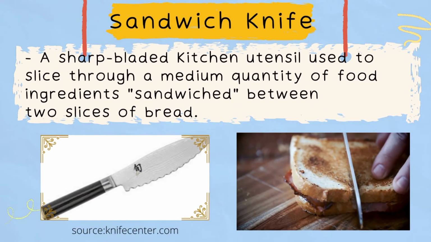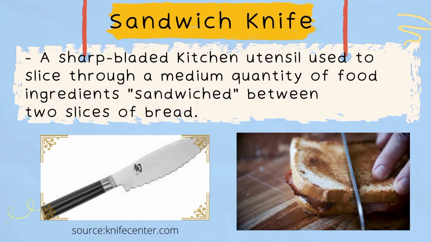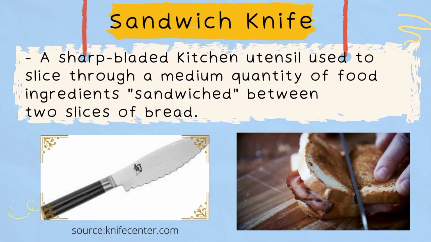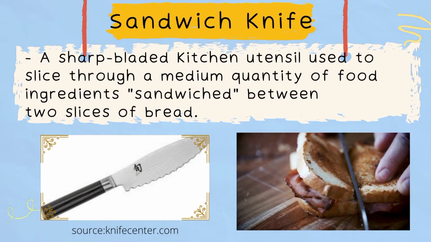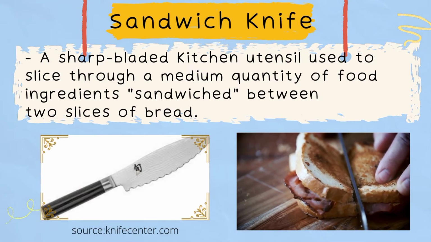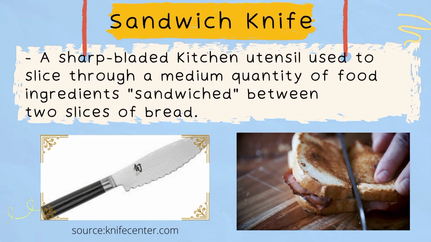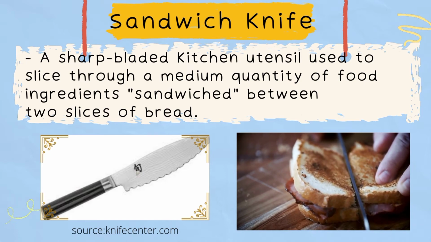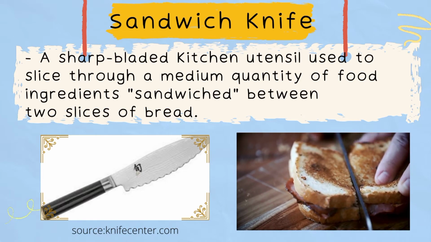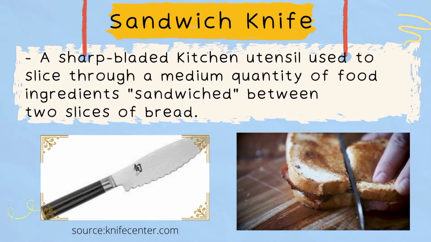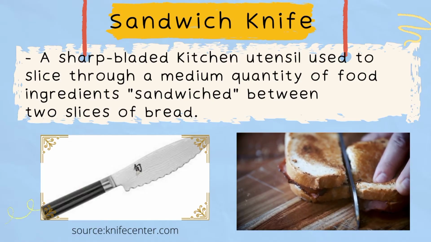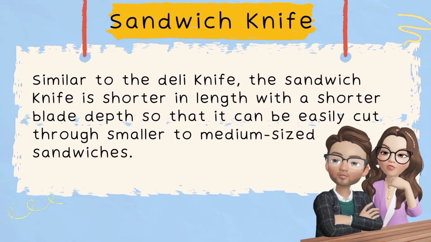Sandwich knife. A sharp-bladed kitchen utensil used to slice through a medium quantity of food ingredients sandwiched between 2 slices of bread. Similar to the deli knife, the sandwich knife is shorter in length with a shorter blade depth so that it can be easily cut through smaller to medium-sized sandwiches.